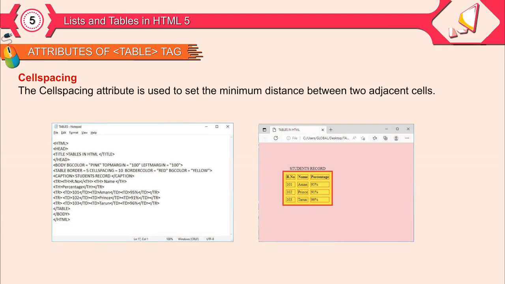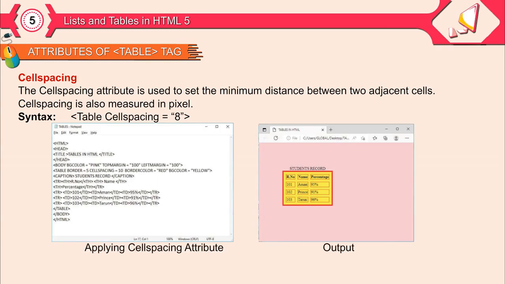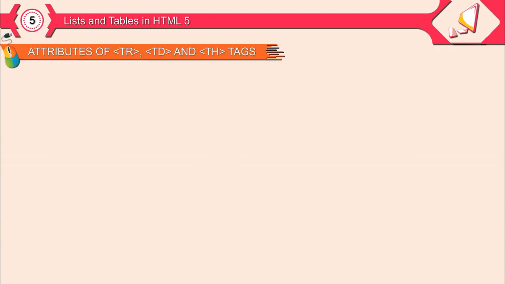Cell spacing. The cell spacing attribute is used to set the minimum distance between two adjacent cells. Cell spacing is also measured in pixels. Syntax. Table cell spacing is equal to 8. Applying cell spacing attribute, output.